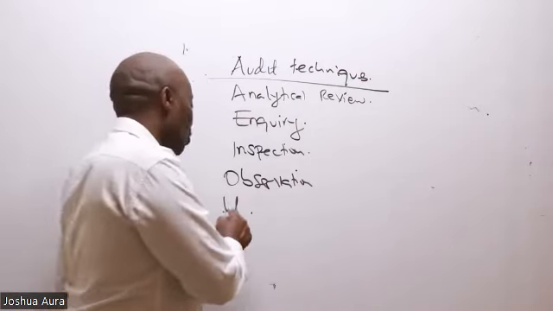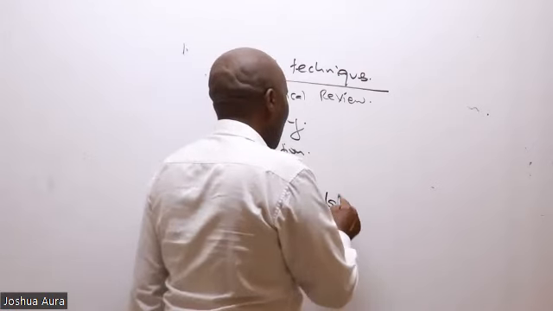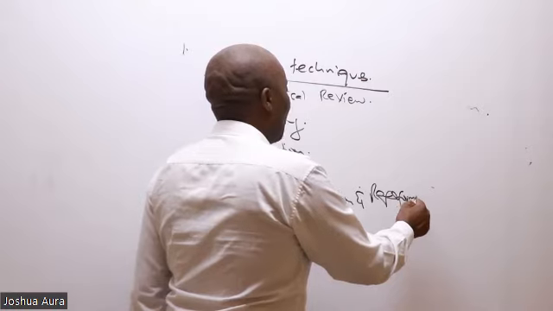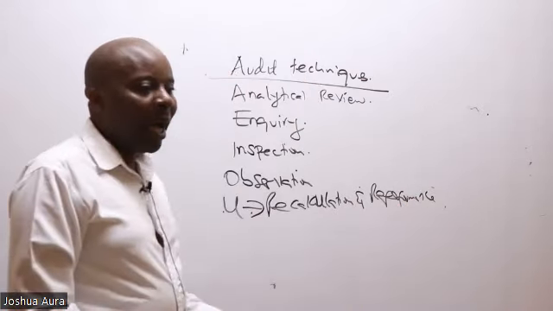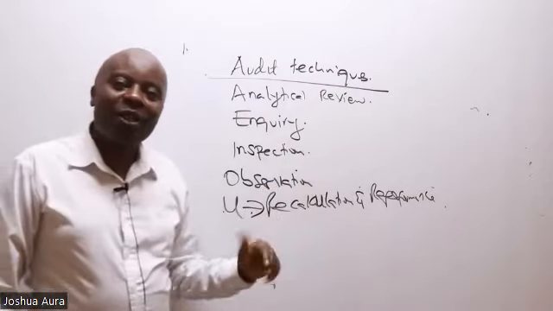Then we have this U. This stands for recalculation and reperformance. Recalculation and who? Reperformance. So these are great tools as an auditor.